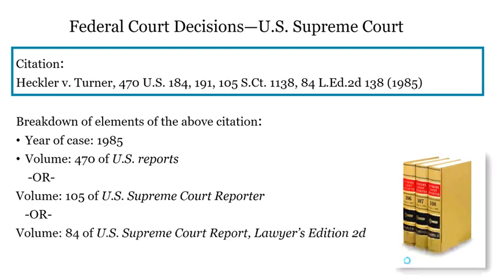So here is an example of a federal court decision from the U.S. Supreme Court. I have the breakdown of the elements here so you can see the year of the case and the volume. What the citation is saying is find this 1985 U.S. Supreme Court case in volume 470 of U.S. Reports, the official reporter, or volume 105 of Supreme Court Reporter, which is West Publishing, or volume 84 of the Supreme Court Reports Lawyers' Edition Second, which is Lawyers Cooperative Publishing Company. Note that the page numbers are also specified.